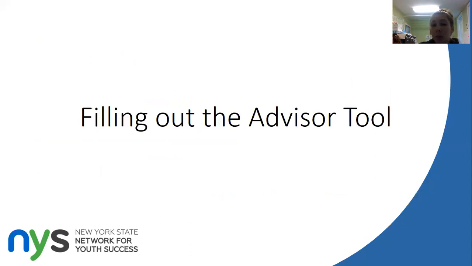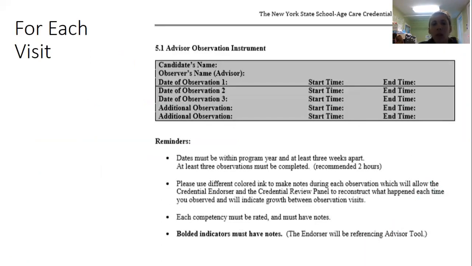So filling out the tool. Again, reminders. Your dates must be within the same program year, 3 weeks apart, and 3 observations. You'll note on the front of the observation tool now, it does say date of observation 1, date of observation 2, and 3, and if you have additionals, you can mark them on there as well. And we do request that we have the start and end time of that actual observation so that we know that you're spending enough time in the program to really see what's going on.